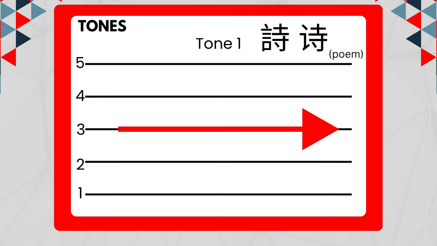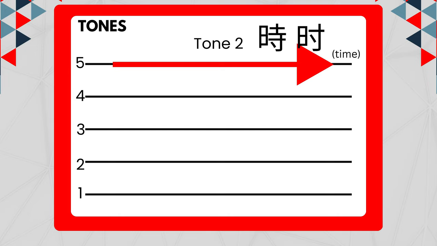All syllables of Hoklo have a tone, with the exception of a limited number of toneless syllables. Tone 1 is a level tone in the middle of the spoken range. The word si, meaning poem, is an example of a word with this tone.